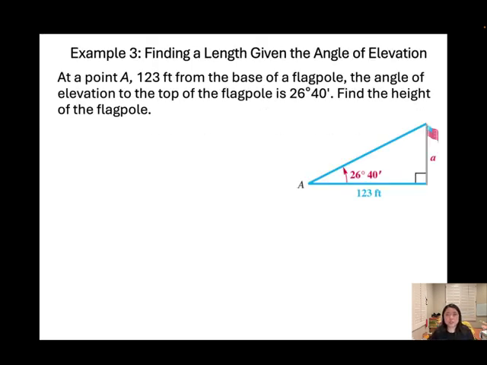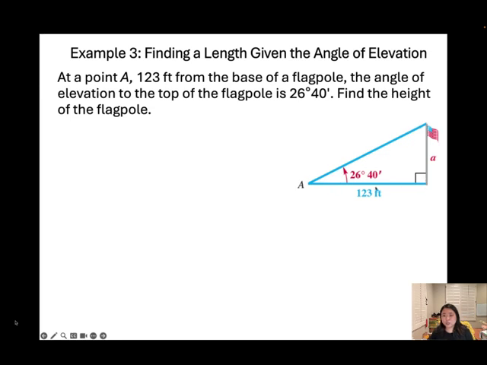At a point A, 123 feet from the base of a flagpole, the angle of elevation to the top of the flagpole is 26 degrees 40 minutes. Find the height of the flagpole here. So angle of elevation. So you're going to be looking up, right? Look above the X. So this is going to be the horizontal line and it creates a right triangle.